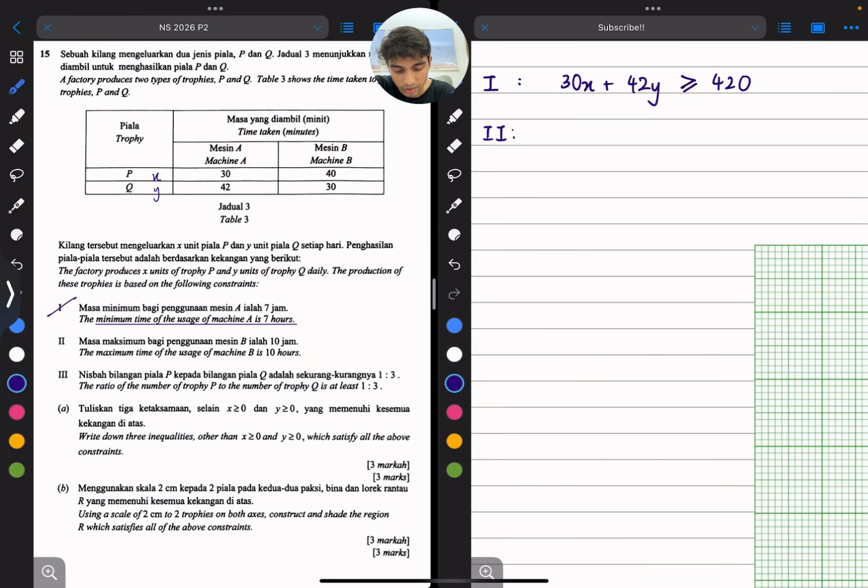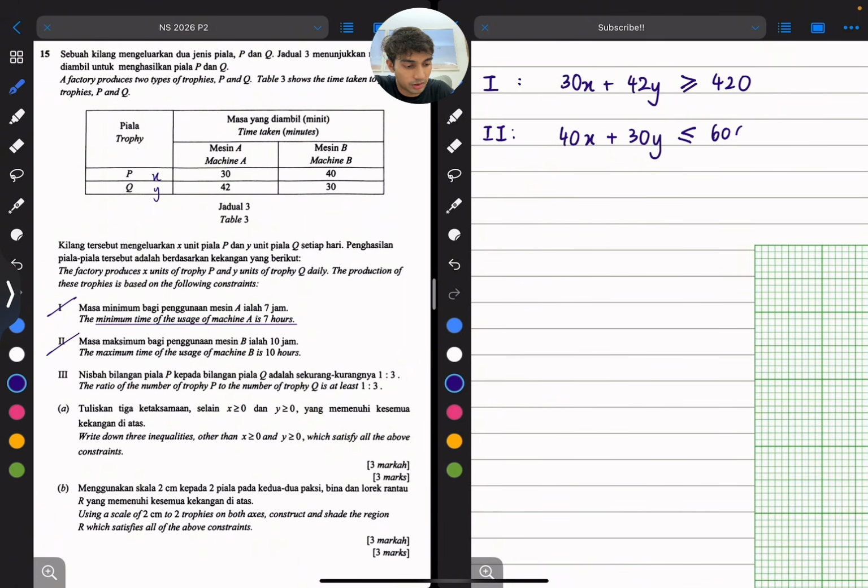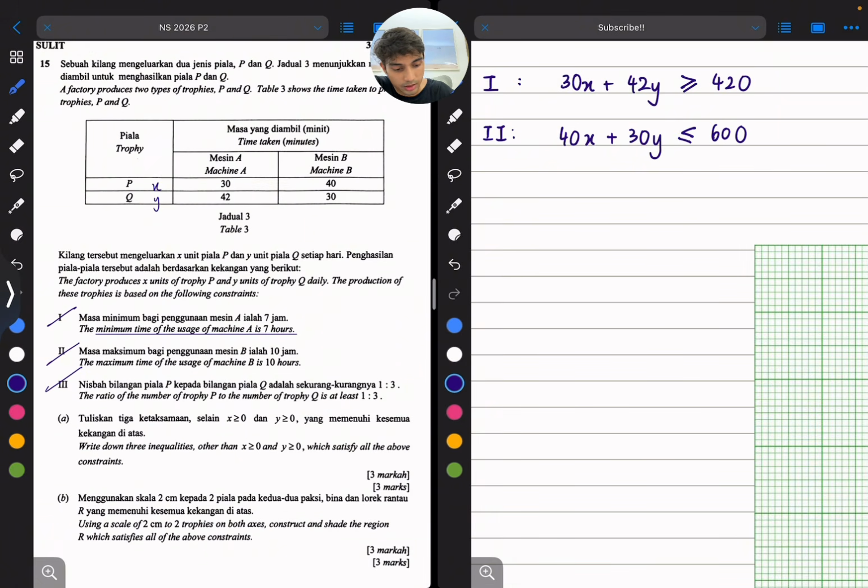Then number 2. Maximum time of the usage of machine B is 10 hours. So 40 minutes to produce P, 30 minutes to produce Y number of Q. Maximum time means it has to be less than or equal to 10 hours. 10 hours is equivalent to 600 minutes.